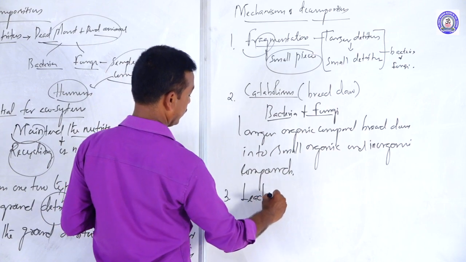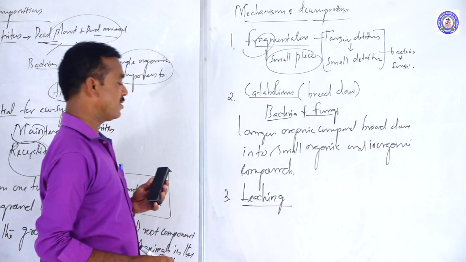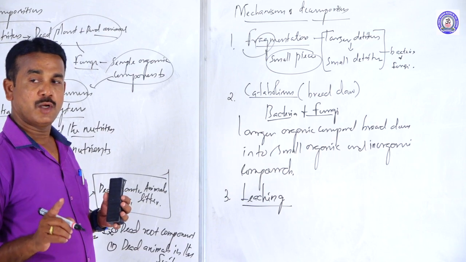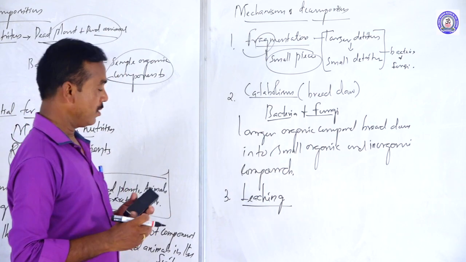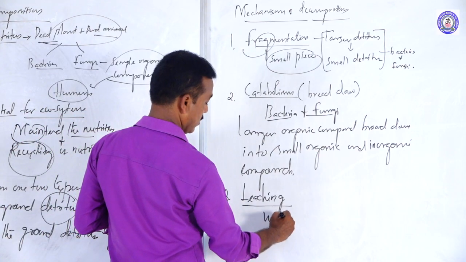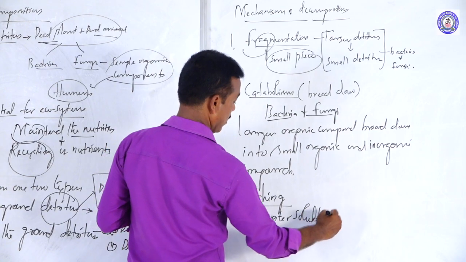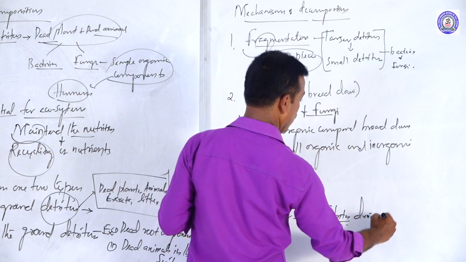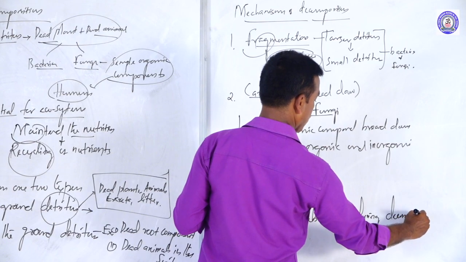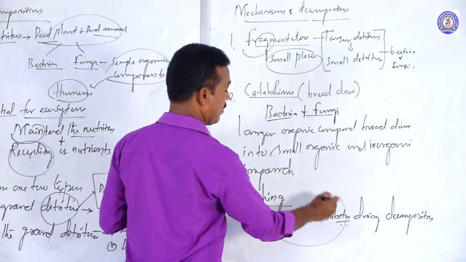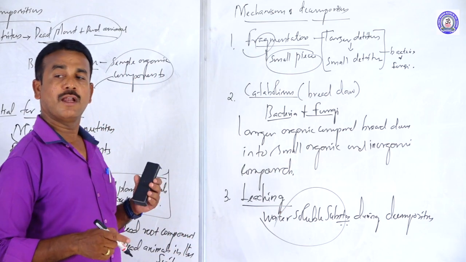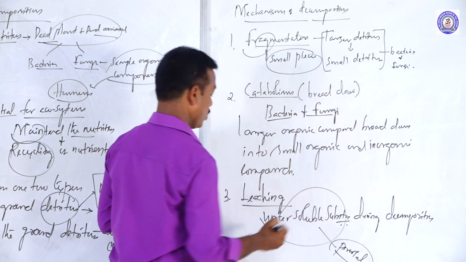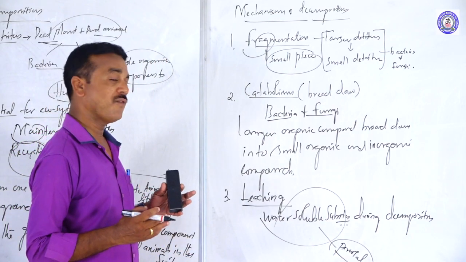The third one is leaching. What do we mean by leaching? Water-soluble substances formed during decomposition reach the soil water through percolation. So leaching is nothing but the washing down of organic strata.